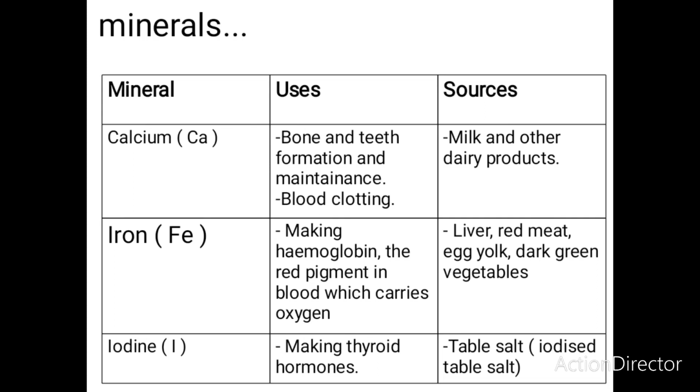Iron is needed for making hemoglobin, which is the red pigment in blood which carries oxygen. We can get iron from liver, red meat, egg yolk, and dark green vegetables. Iodine is needed for making thyroid hormones. We can get iodine from table salt, probably iodized table salt.